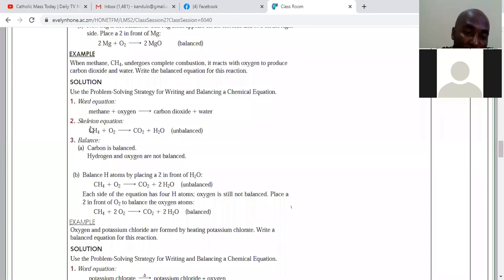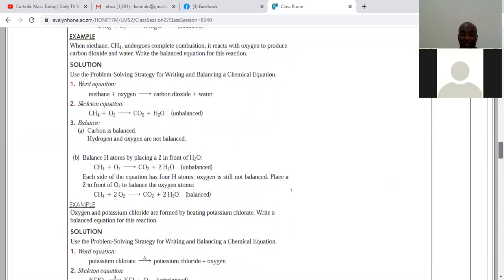So carbon is already balanced, meaning we skip carbon. If it wasn't, it's the one we're supposed to start with. Then hydrogen, there are 4 there, then there's 2 there. So what factor do we put? We put a 2 there. And here we have a 4. So what is 2 plus 2? You have a 4. So if this is 4, to make this 4 also, put a 2 there. So you have written the balanced equation. So that's the way it is.